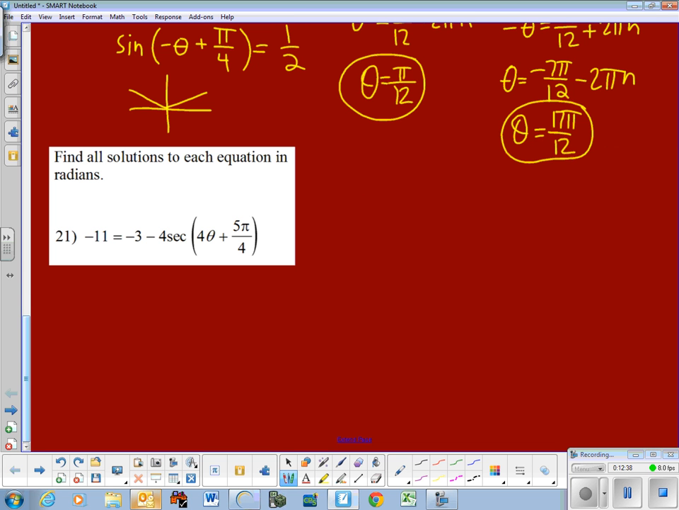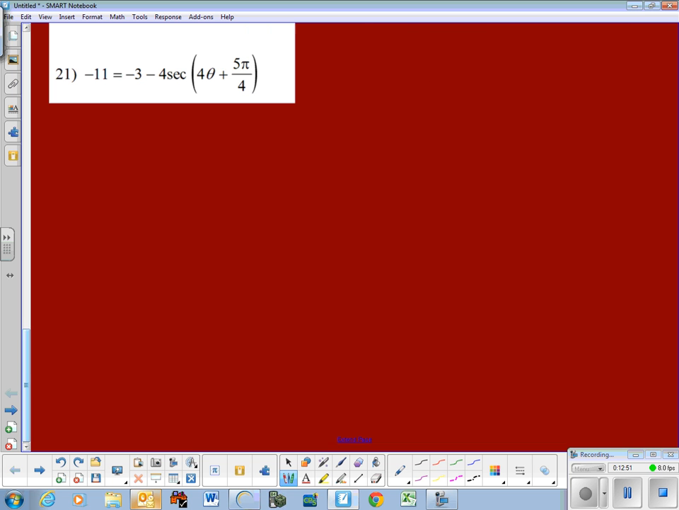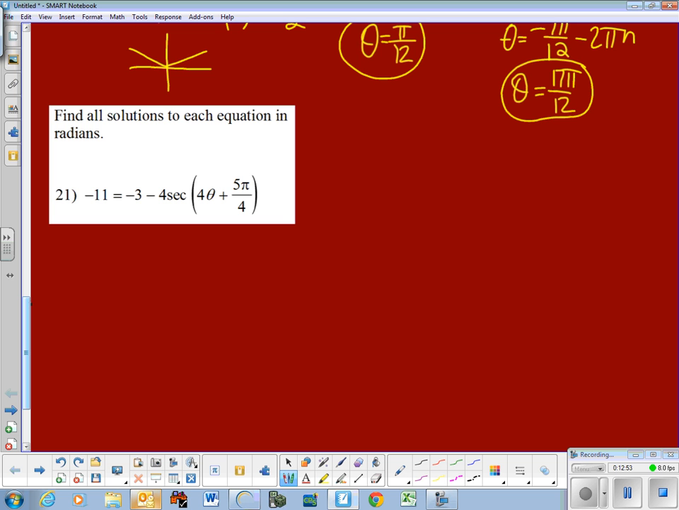All right, so quickly, I want to show you what happens if we do have infinitely many solutions. It's actually a little easier because we don't have to sort out which ones are between 0 and 2 pi. You just kind of leave it. So let's isolate the function. If I add 3 to both sides, I get negative 8 on the left. If I divide by negative 4, I get 2 on the left.